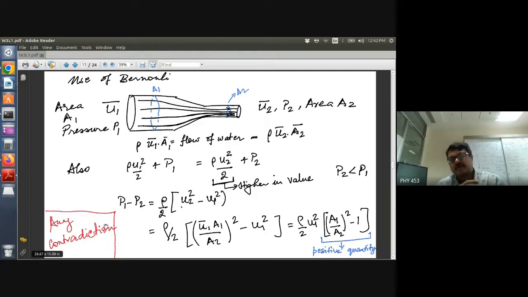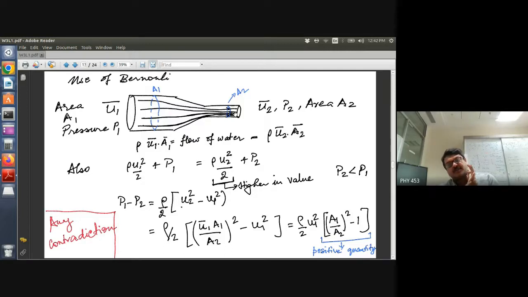And then we can write down the pressure difference in terms of u1, a1, and a2, right? And a1 is a positive quantity, and a1 is larger than a2. So this ratio is larger than 1. So this is a positive quantity. So the pressure here is higher than the pressure here.